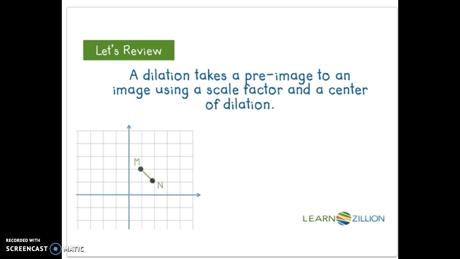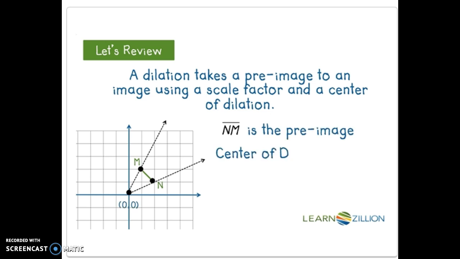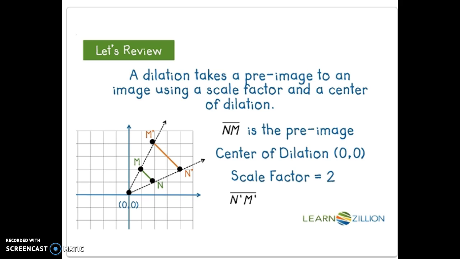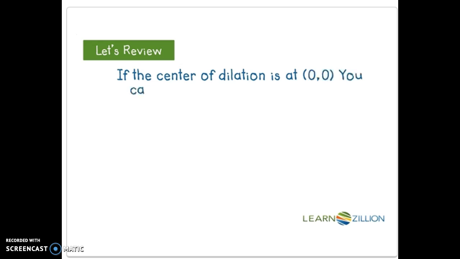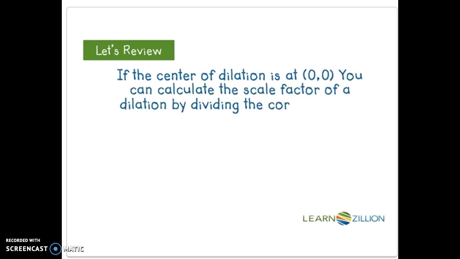In this diagram, NM is the pre-image, the center of dilation is at 0, 0, and the scale factor is 2. N prime, M prime is the image after dilation. It is parallel to NM and is 2 times as large as NM. You should also recall that if the center of dilation is at 0, 0, you can calculate the scale factor of dilation by dividing the corresponding vertices of the image and pre-image.